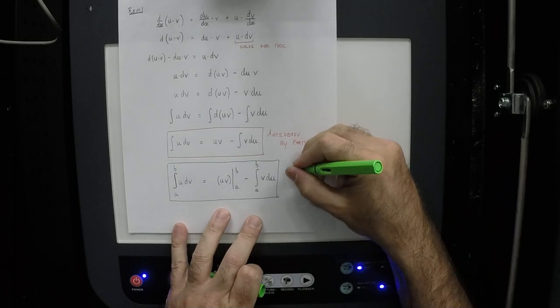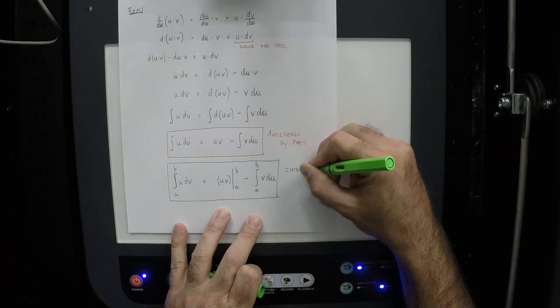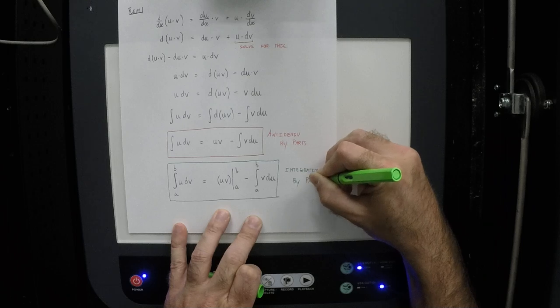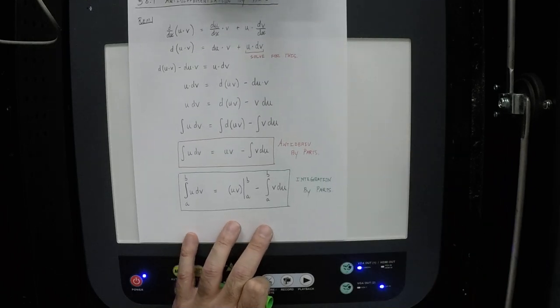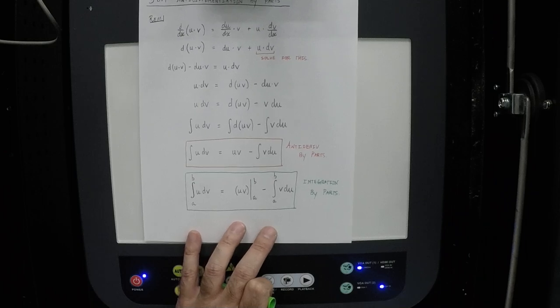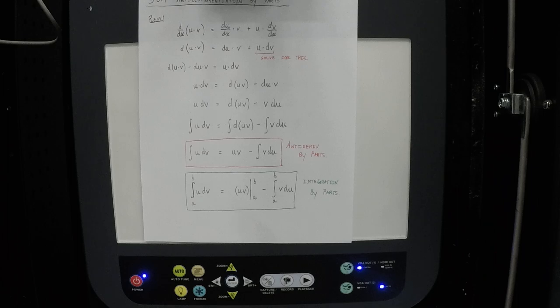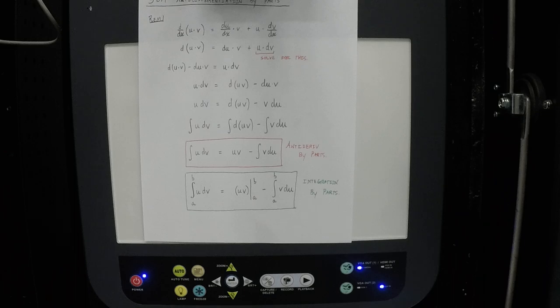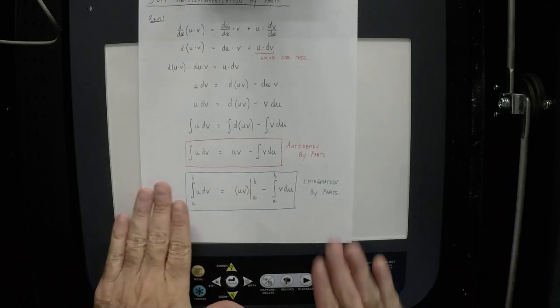And this one is integration by parts. Okay, so there's three things I want you to take away from this page. Two of them are those two formulas, the red and the green formulas. So you've gotta have those. The other thing that I want you to take away from this is that the by parts formulas are a consequence of the product rule. It's what happens when you do the product rule in reverse. That's what they are. Okay. So any question about the formulas?